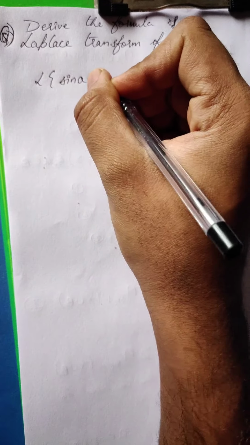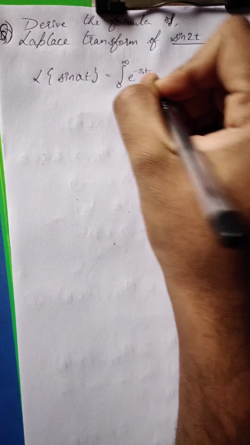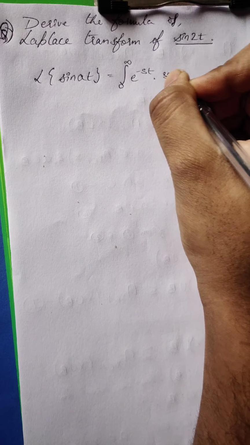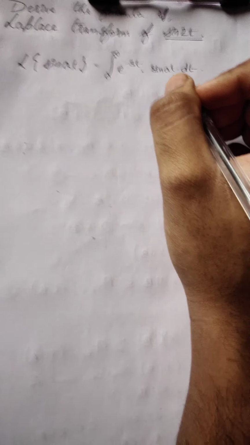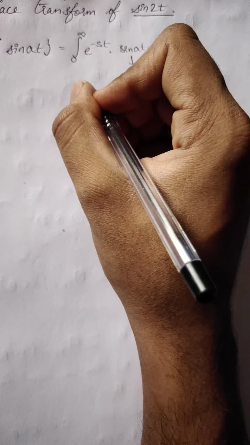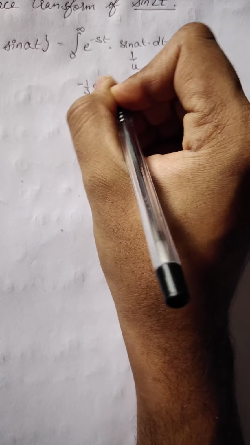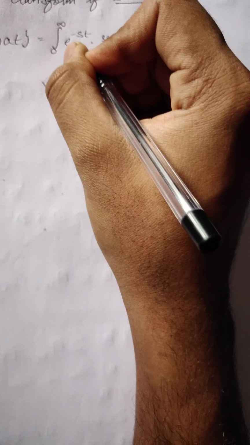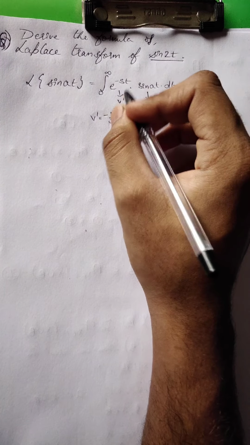So to derive a general formula we can take it as sine at first, equals integral from 0 to infinity of e power minus st into sine of at dt. Now, as we have to solve it by integration by parts, let us take sine at as u, and e power minus st is the derivative of minus 1 by s into e power minus st. We can take this as v and this as v dash. So now the question is in the form of integral of v dash u.